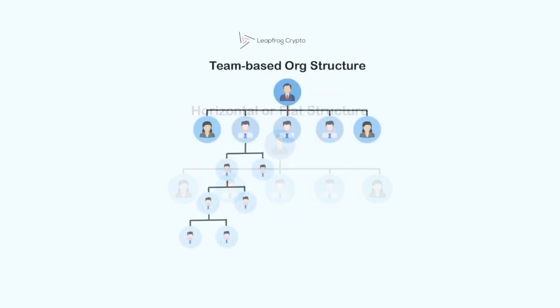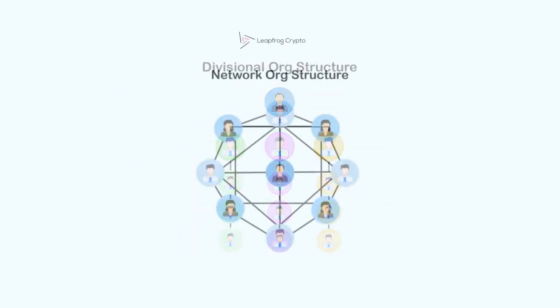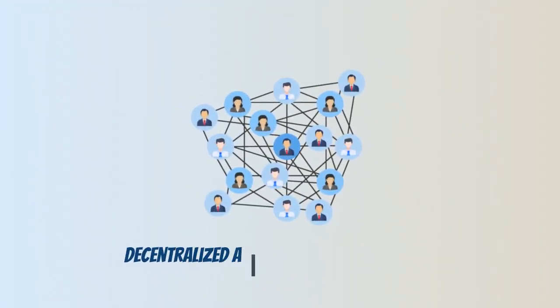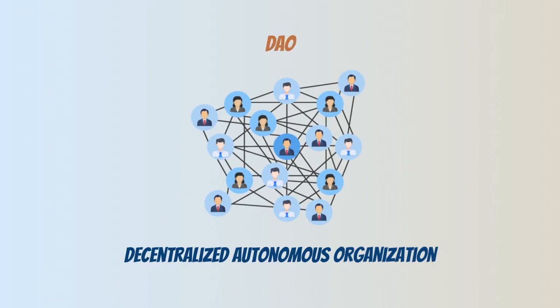While most such attempts failed before they could ever lift off, the advent of blockchains brought forward a new framework that has caught the world by storm. This new structure is called Decentralized Autonomous Organization, or simply a DAO.